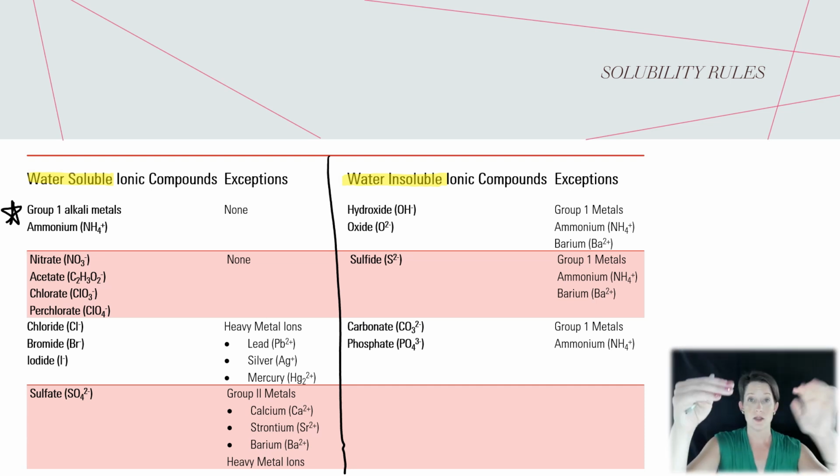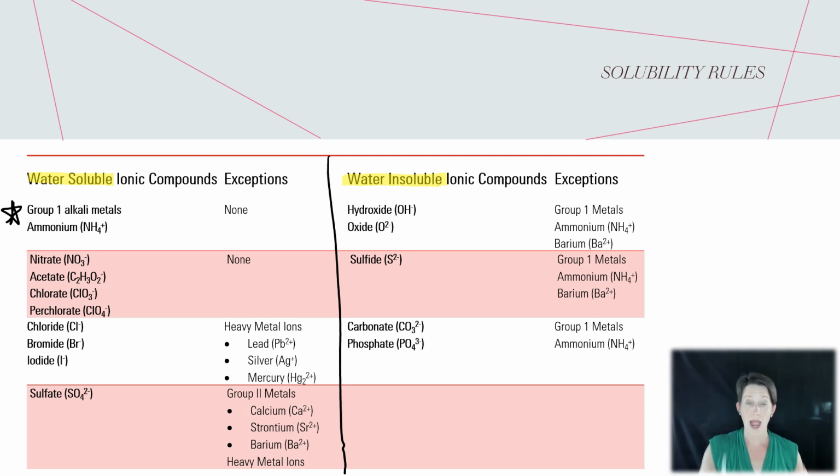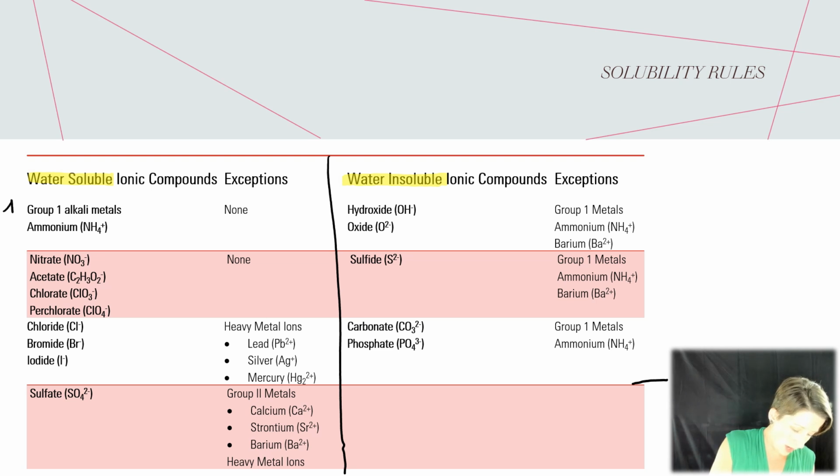With reading this chart, starting from the top, it's a hierarchy. So where I've starred is more important and takes priority as we go down, ending with this other side. So group 1 alkali metals, sodium, potassium, lithium, and ammonium, NH4+, are always soluble. There are no exceptions. If you have another ion with these cations, it will go into water. That is important because if we have certain elements that do not dissolve readily and we put them with one of these compounds, it will go into water. So that starts off our priority.